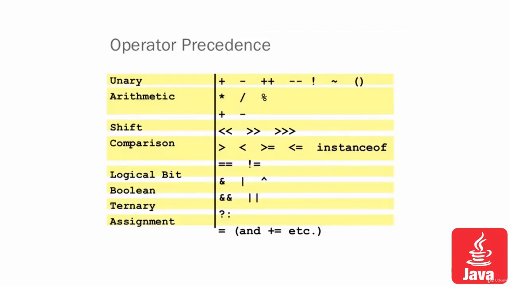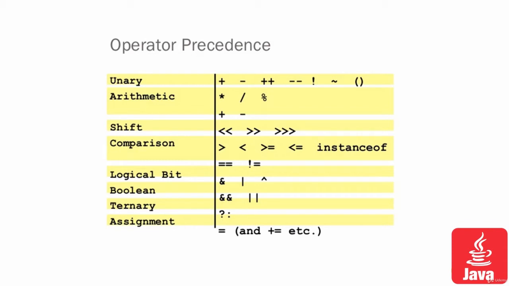So there is a different precedence sequence. The unary operators get the highest precedence: plus, minus, double plus, double minus, not, the exclamation mark, and brackets. Then we have the arithmetic operators on the second preference, then the shift operator, comparison operator, logical, bitwise, boolean, ternary, and assignment. Assignment gets the least preference, at the last.